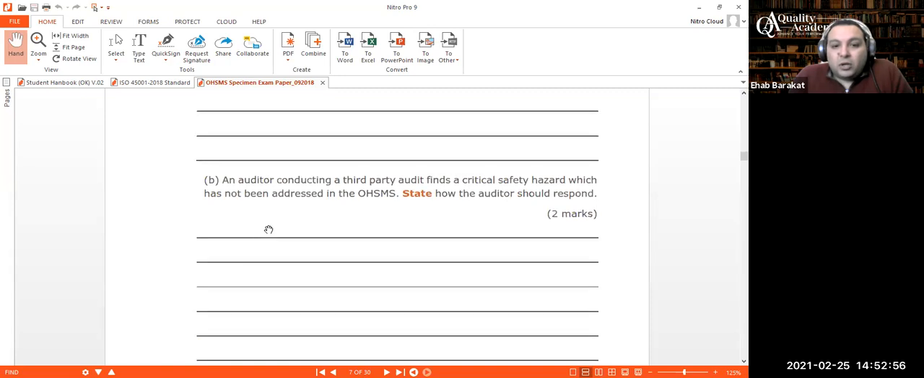An auditor conducting a third-party audit finds a critical safety hazard which has not been addressed in the OHSMS at all. It means that it's not mentioned in procedures, not mentioned in records, neglected. State how the auditor should respond. What will the auditor do if there is a critical safety hazard not mentioned in the system at all? He will raise a non-conformity. You can write, for example, he will check if it is within the scope or not. If it's within the scope, I will raise it as a non-conformity. That's all. 2 marks.